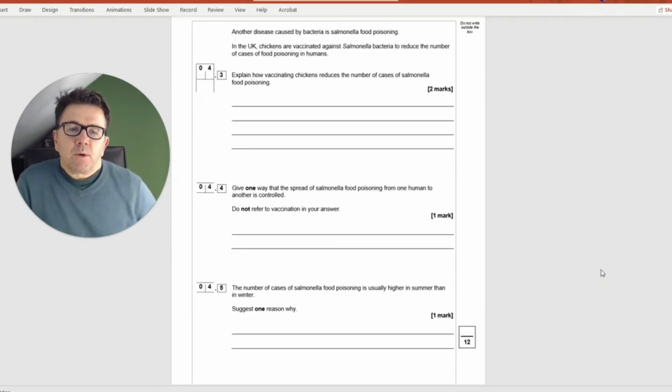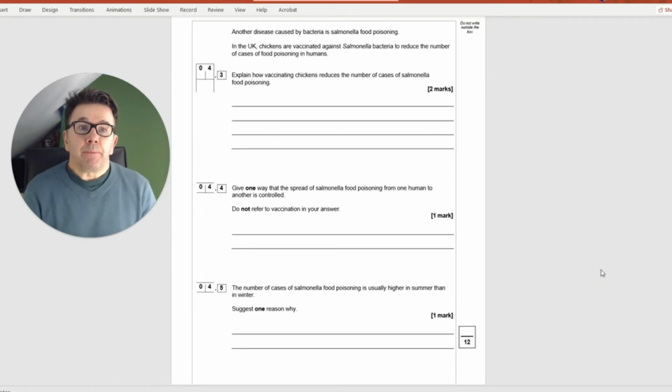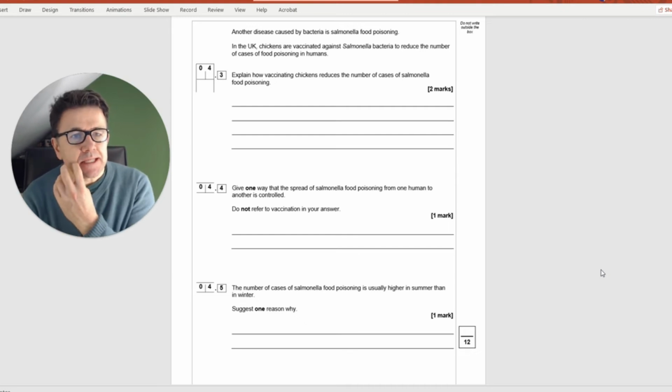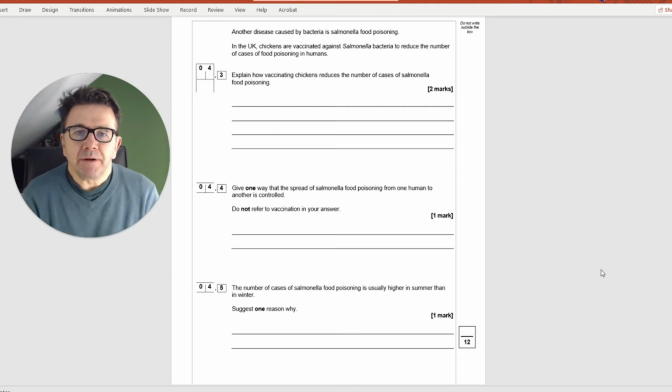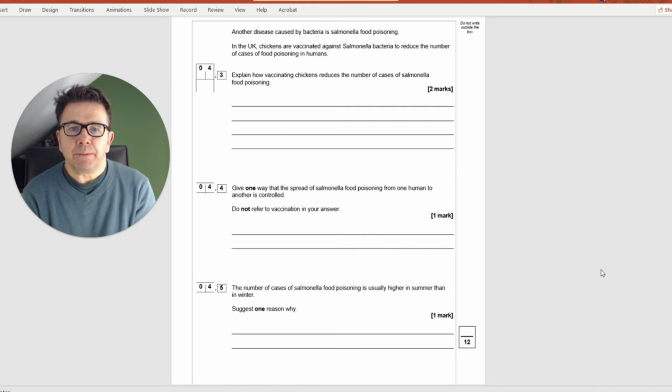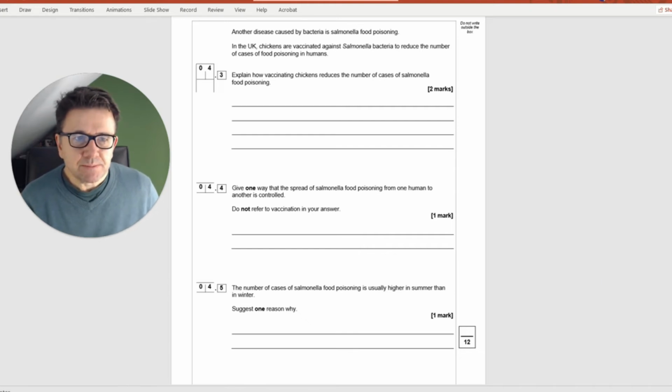So the second half of question 4 then talks about salmonella and food poisoning, and it tells you chickens are vaccinated against salmonella to reduce the number of cases of food poisoning in humans. So it says explain how vaccinating chickens reduces the number of cases of salmonella poisoning. So let's have a look.